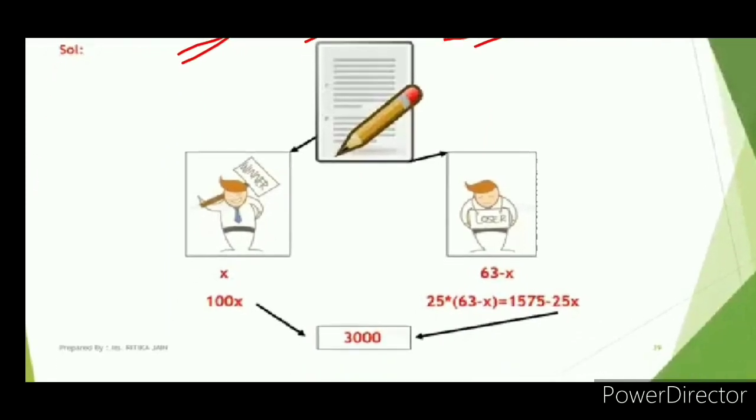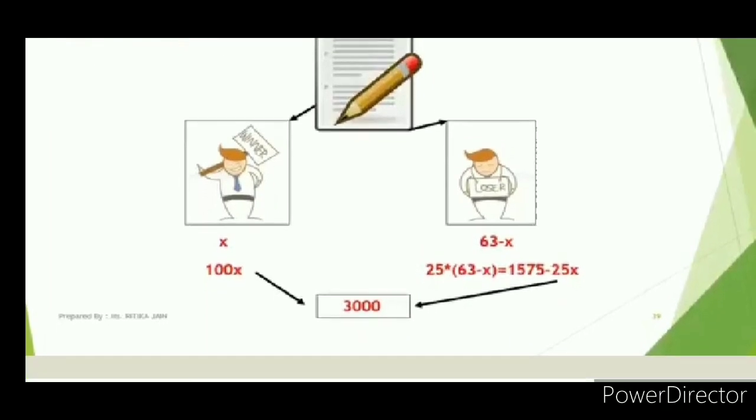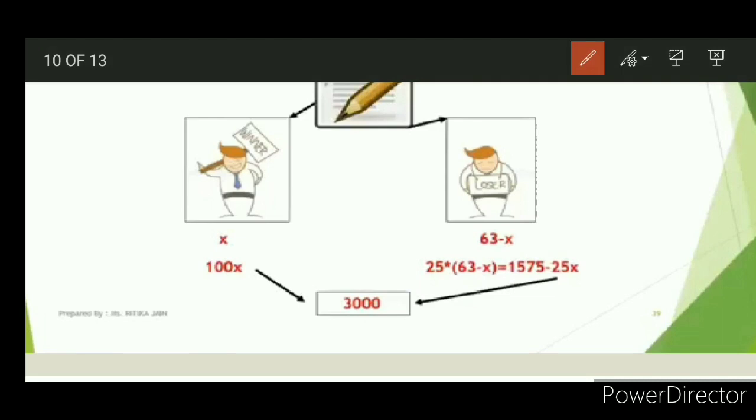Now look at this picture, you will get a clear idea. See, he is very interesting. See the winner, how he is standing. The loser, see how he is standing. This X represents the number of winners. This 100 represents the cash prize. If we multiply the number of winners by the cash prize, we will get the total winners' amount, right?